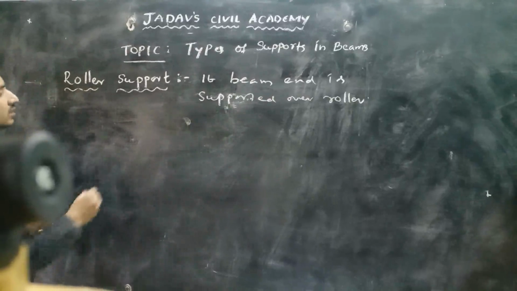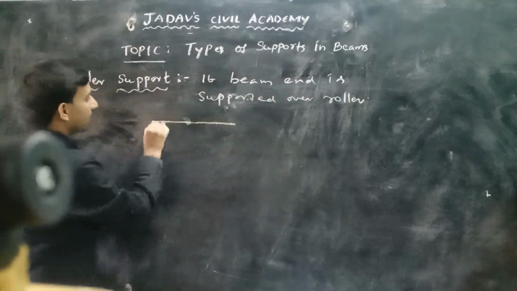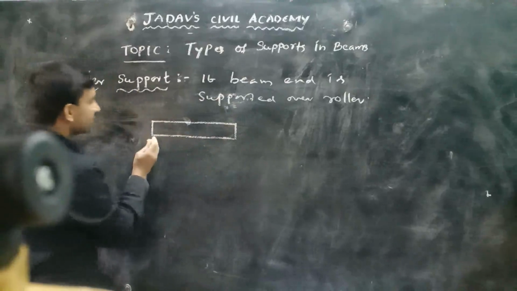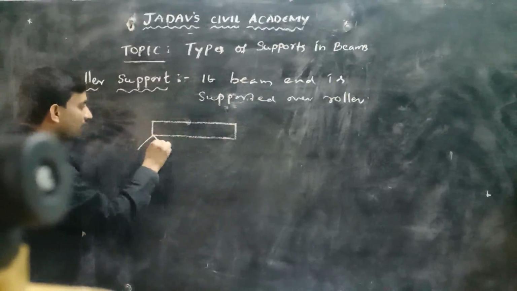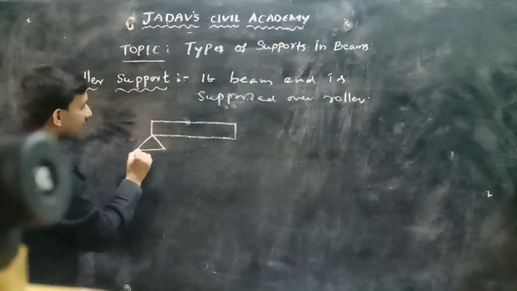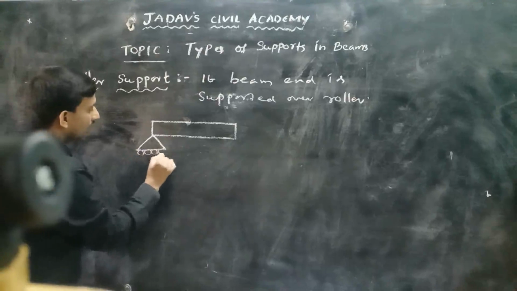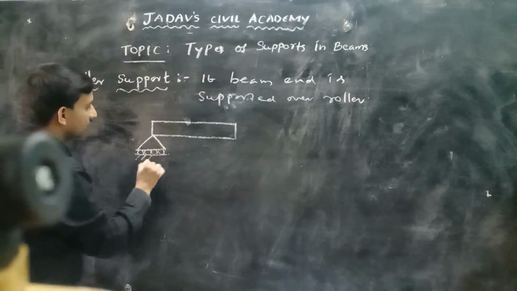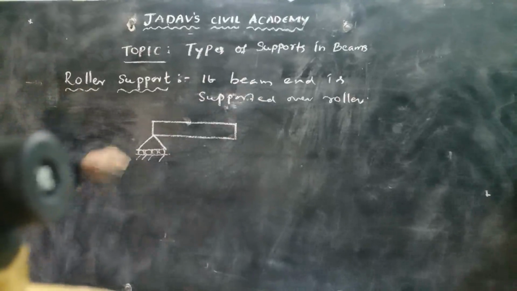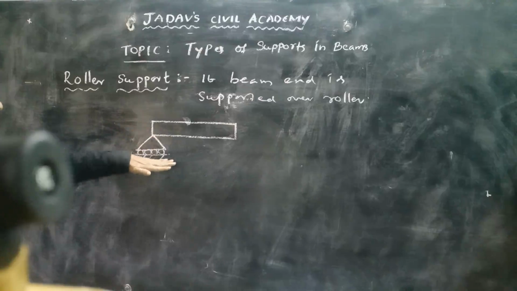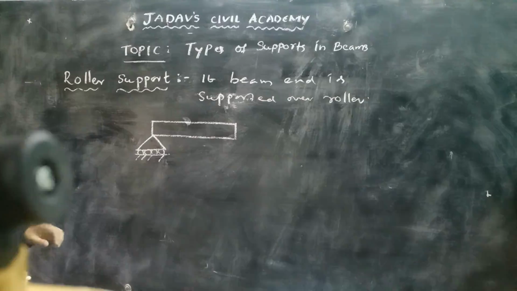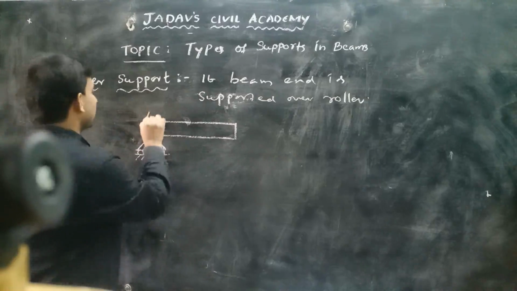So what is the symbol for this? This is a beam, and this is one of the ends of the beam. If this end of the beam is supported over a roller, then we call it a roller support. This is the symbol for roller support: a triangle, below the triangle we have some rollers, and below that we have the symbol for natural ground, on which the support rests. So this is support A.